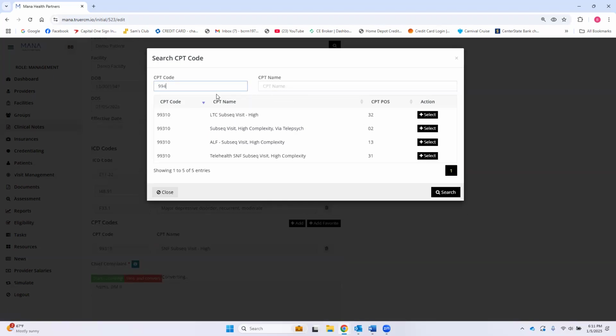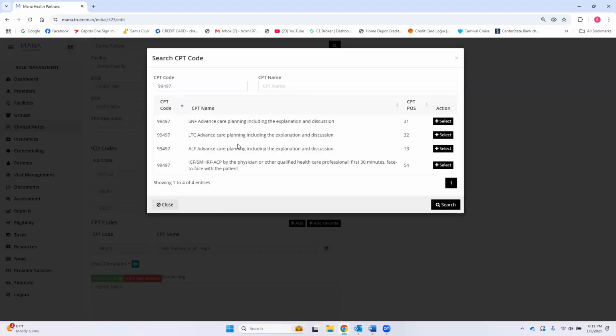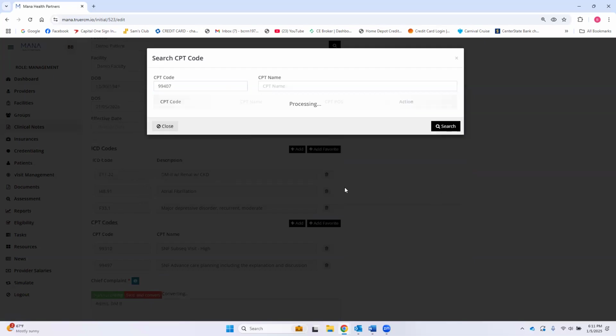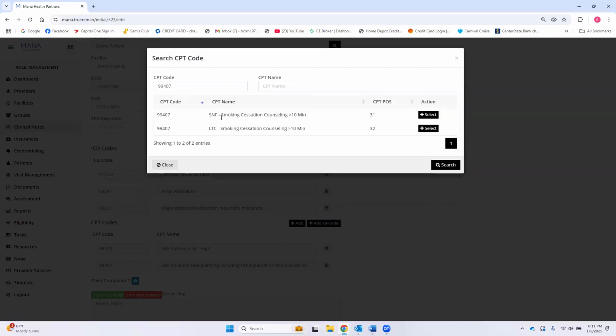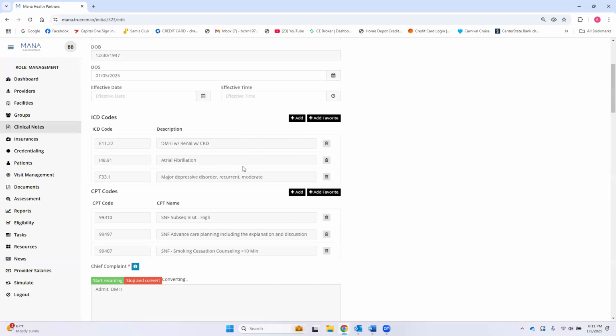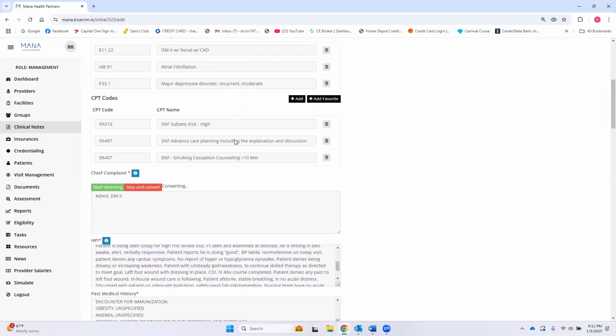You're going to do advanced care planning. Again, the patient is short-term, so we're going to select this. And then we're going to do smoking cessation. The patient is short-term, so we'll select that. And when we're done, we're going to X out of here. So at the top of our note, we have our ICD-10 codes, and then we have our CPT codes.